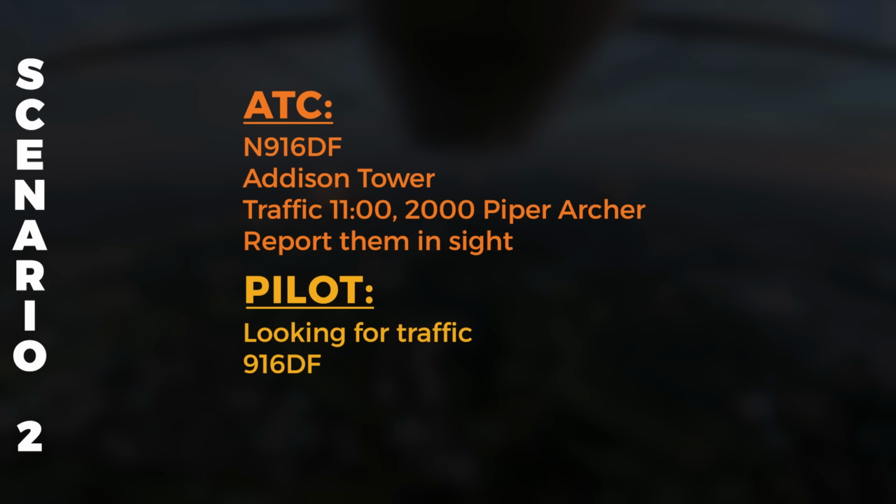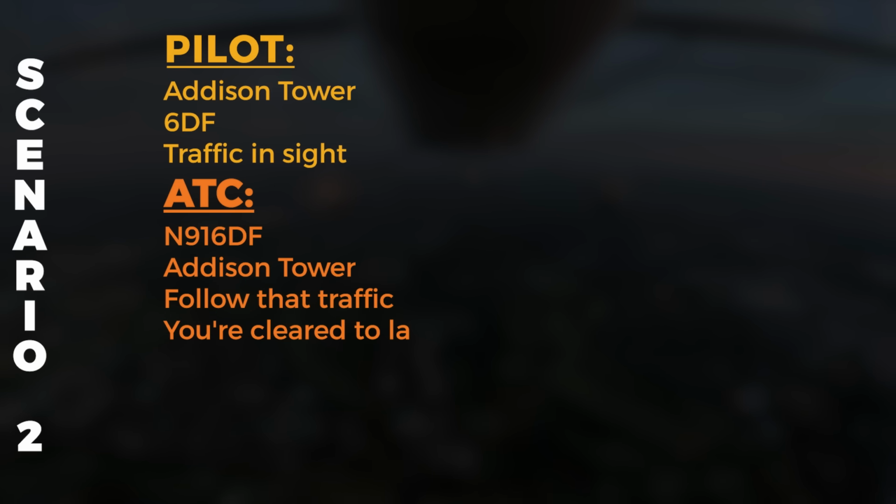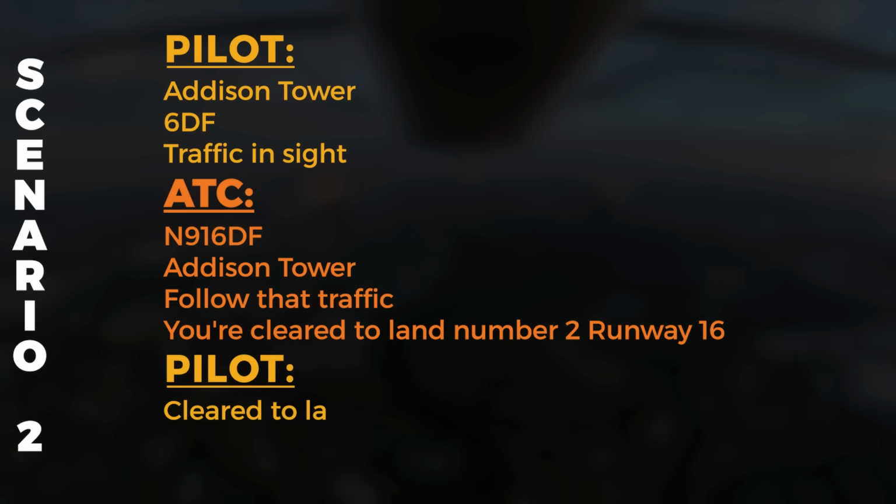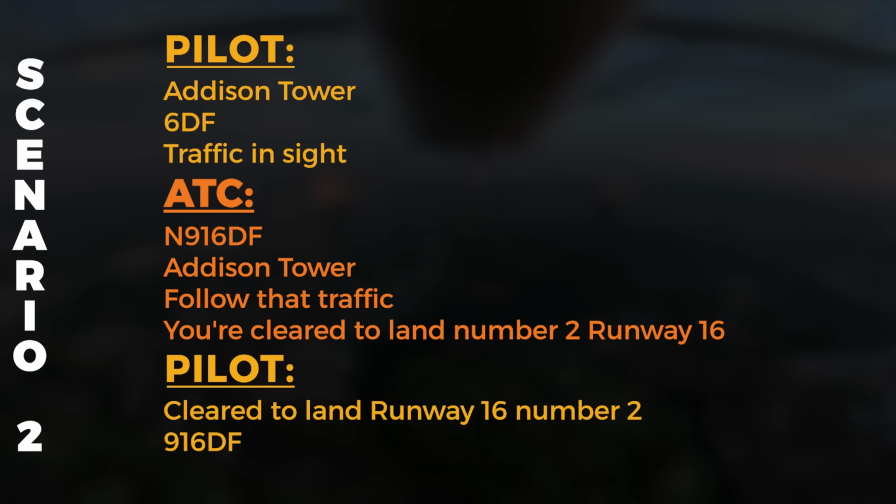So now we're looking, but you're not just looking for traffic. One key thing here is they're probably having you look for them because you're going to follow them. So you look for the traffic, and once you have them in sight, you would just tell the tower, "Addison Tower, 6 Delta Foxtrot, traffic in sight." Then they'll tell you, "November 6 Delta Foxtrot, Addison Tower, follow that traffic. You're cleared to land number 2, runway 16." So now we know we're following him. We are second in line to land. You'd read that back to them: "Cleared to land runway 16, number 2, 916 Delta Foxtrot."